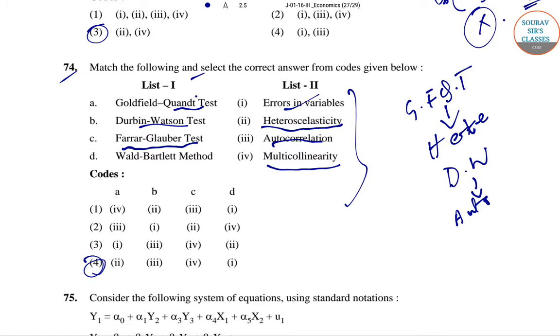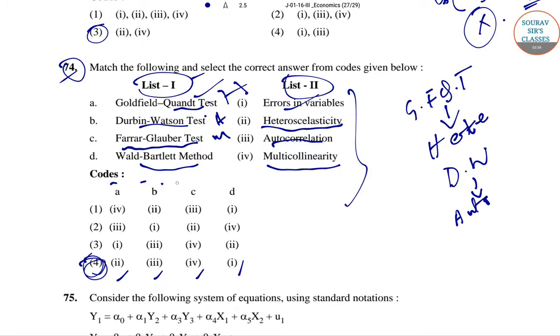Again I will repeat: the Goldfeld-Quandt test is a measure of heteroscedasticity. The Durbin-Watson test is a measure of autocorrelation. The Farrar-Glauber test is a measure of multicollinearity. And finally the Wald-Bartlett method is a measure of errors in variables. So for question number 74, if you match list 1 with list 2, the right answer would be option 4. That is, it will be 2, 3, 4, 1 accordingly, A, B, C, D.